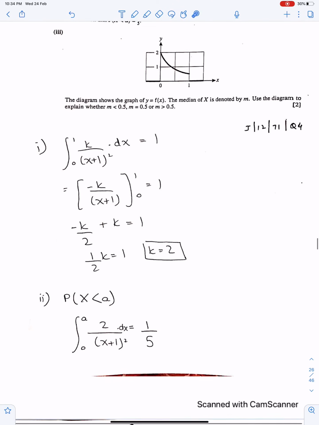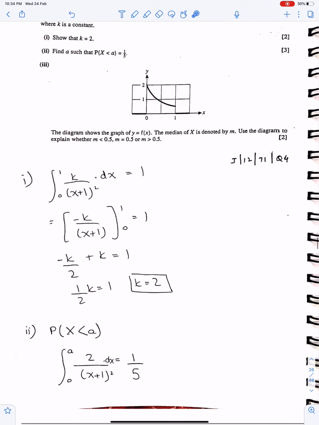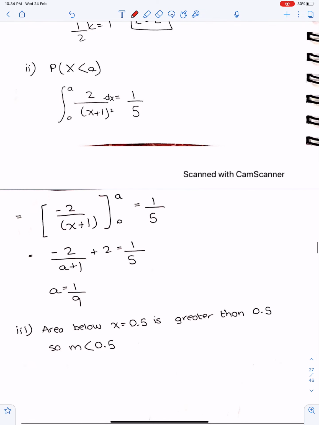Now, the next part. The diagram shows the graph of y is equal to f of x. The median of x is denoted by m. Use the diagram to explain whether the median is less than 0.5 or greater than 0.5. This is 0.5. Since more area is on this side of the curve, therefore the median is less than 0.5. In this diagram, the median is close to the lower limit. Since the median is close to the lower limit, therefore the median is less than 0.5.